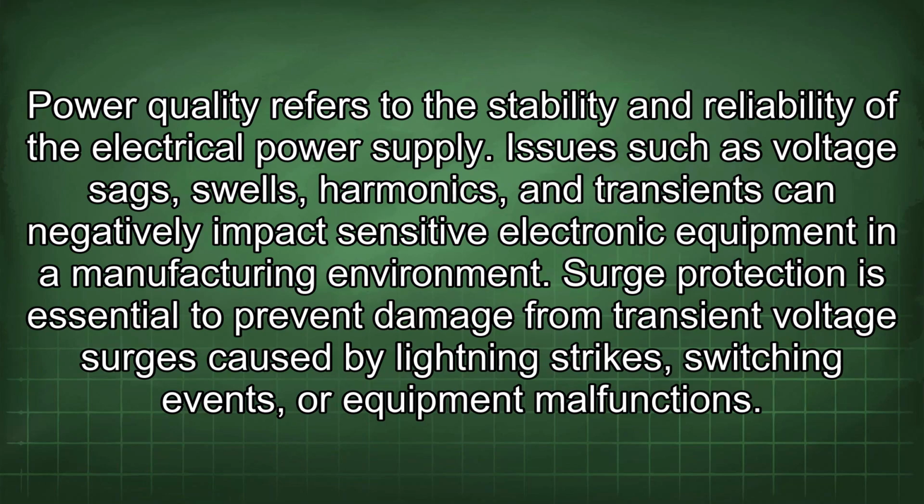Power quality refers to the stability and reliability of the electrical power supply. Issues such as voltage sags, swells, harmonics, and transients can negatively impact sensitive electronic equipment in a manufacturing environment. Surge protection is essential to prevent damage from transient voltage surges caused by lightning strikes, switching events, or equipment malfunctions.